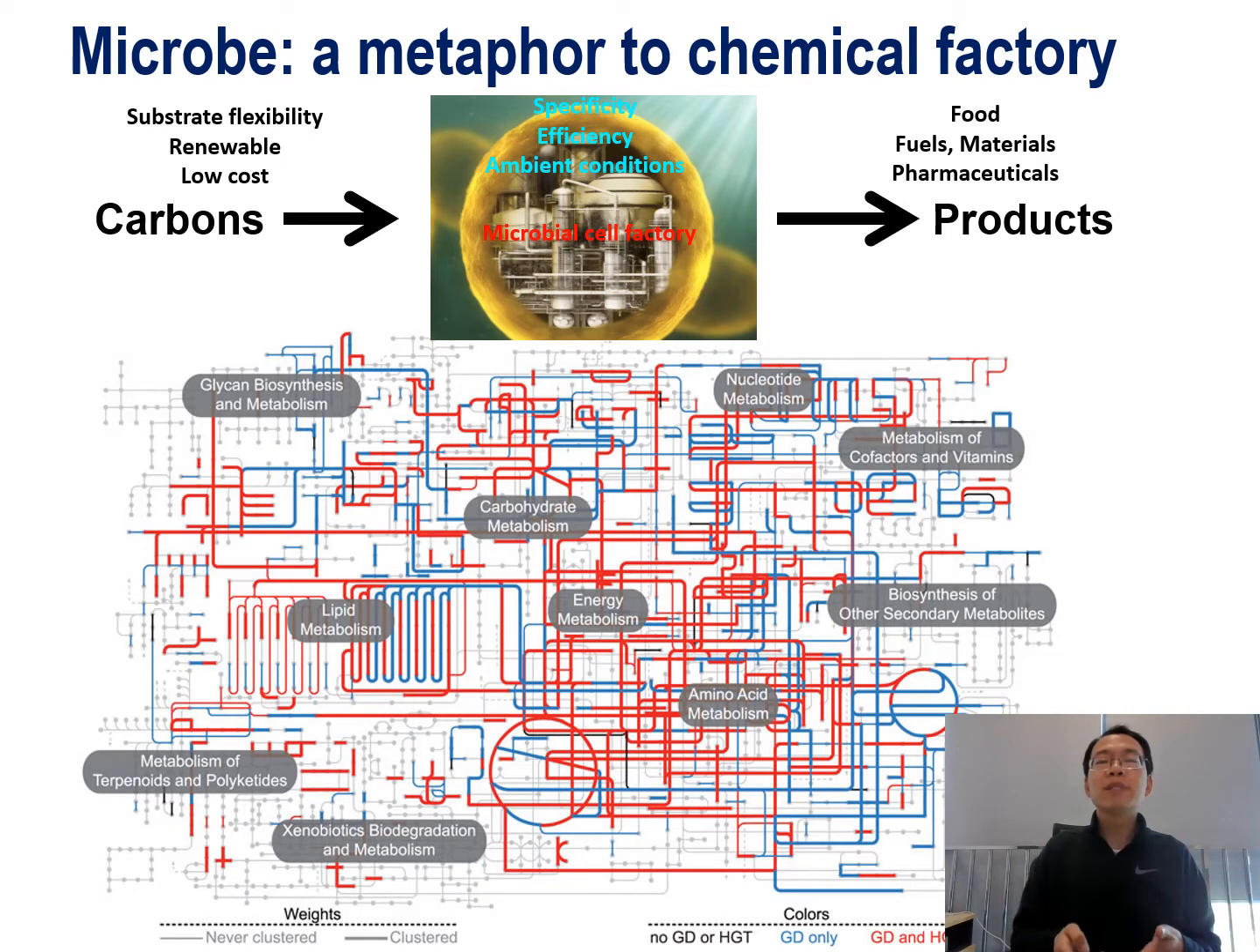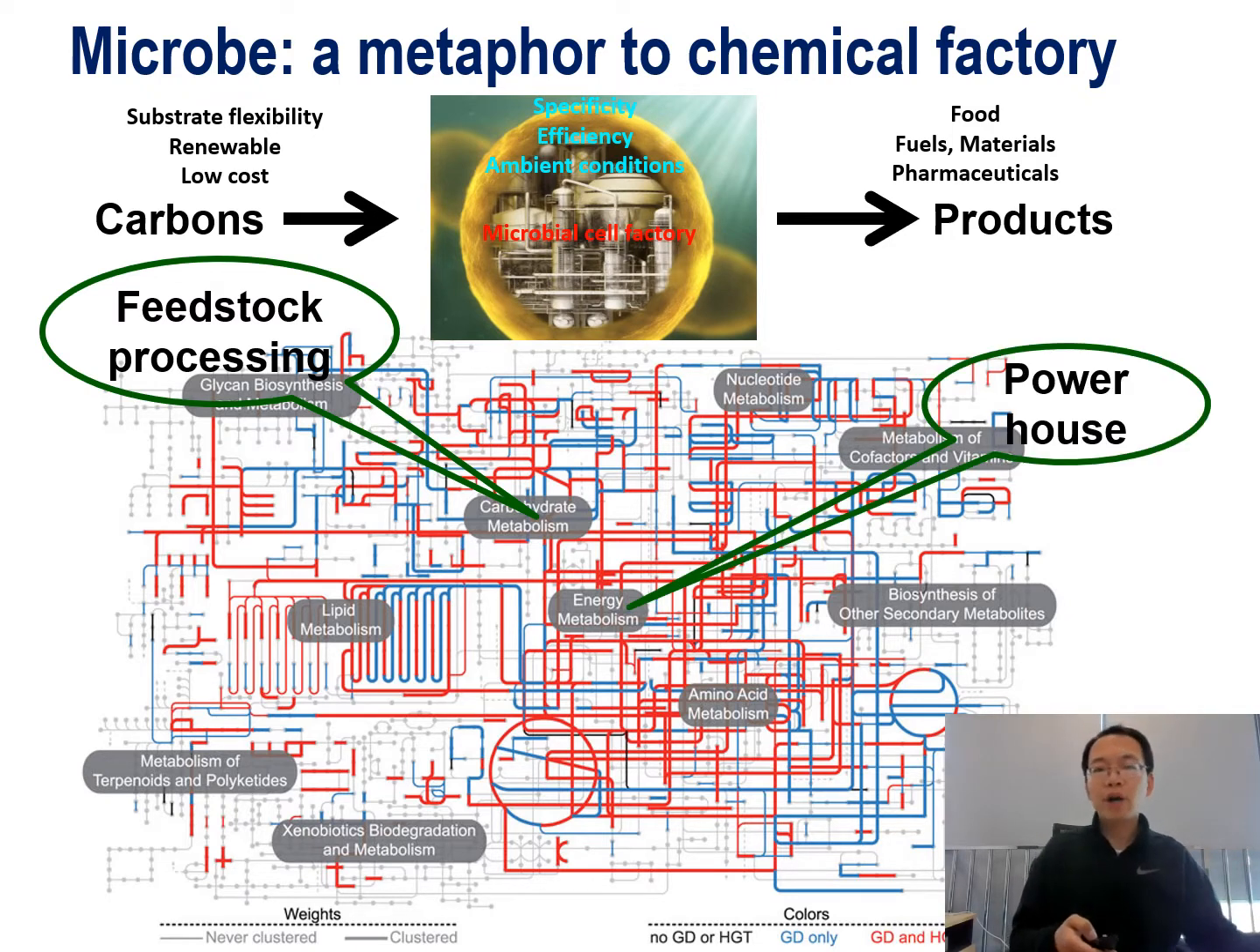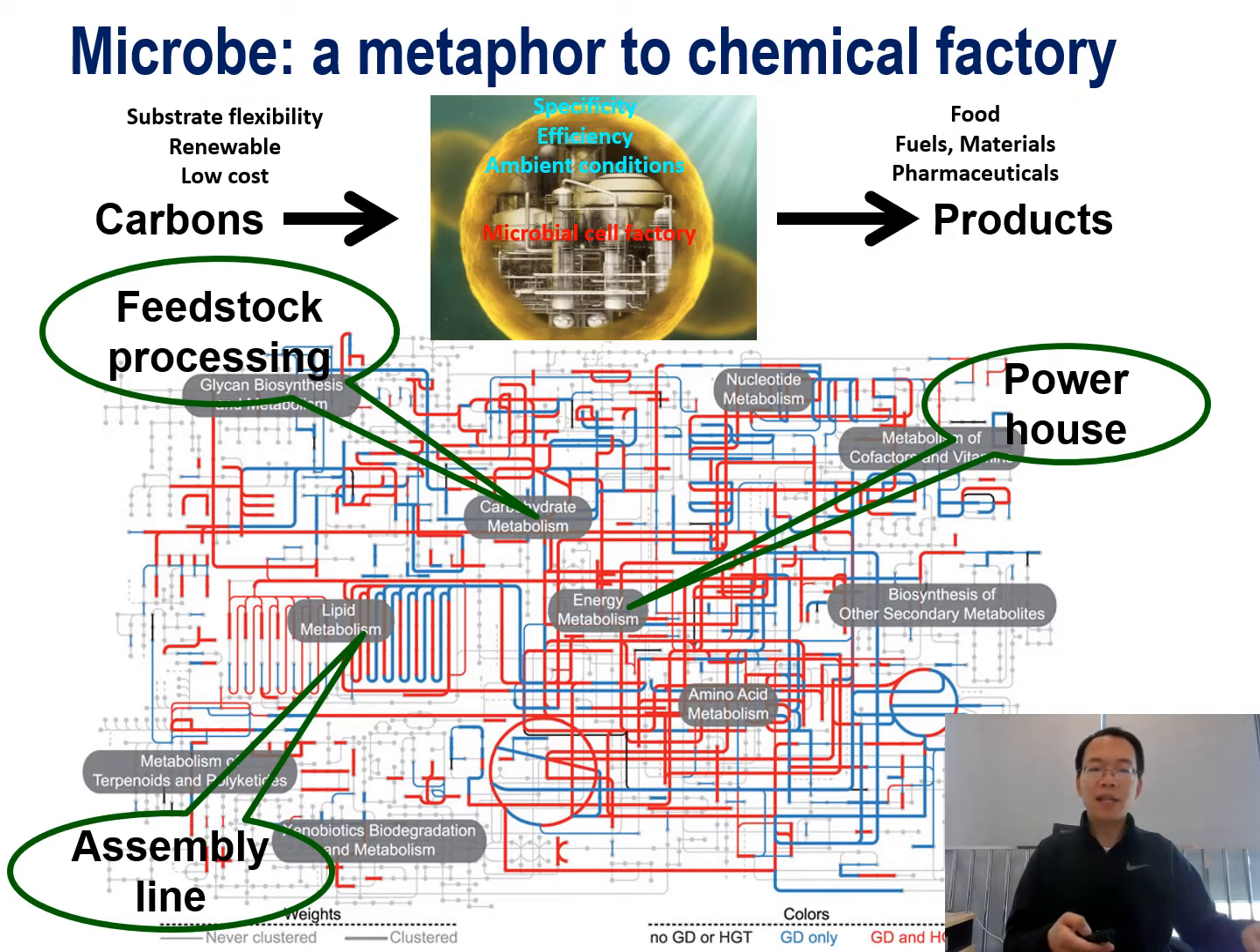But if you look specifically inside the cell, you will find an interlinked metabolic network. We call it metabolic maps or metabolic pathways. You have feedstock processing units, which is the glycolysis pathway, which can break down sugars into monosugars or glucose. You have a powerhouse, the mitochondria, to supply ATP to sustain the life of the cell. You also have the assembly line. So the cell can synthesize protein from amino acids and synthesize cell membrane from fatty acids.